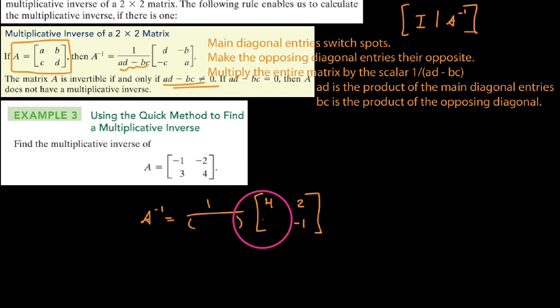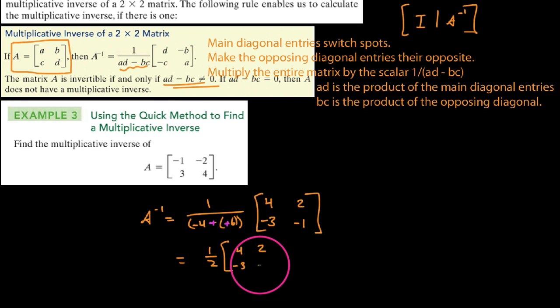And we're going to make opposite the entries on the other diagonal, the opposing diagonal. So right now we switched and we negated the opposing. And when we look at AD minus BC, we get negative 1 times a positive 4, here's a negative 4, plus, minus, big time minus, 3 times a negative 2, here we get a negative 6. So with our minus a minus here, plus a plus, we get a negative 4 and a positive 6. I think that adds up to be a 2. So we get 1/2 times 4, 2, negative 3, and negative 1.